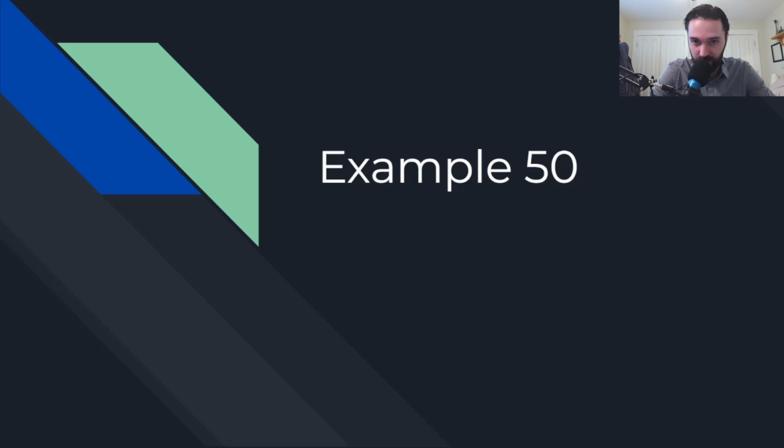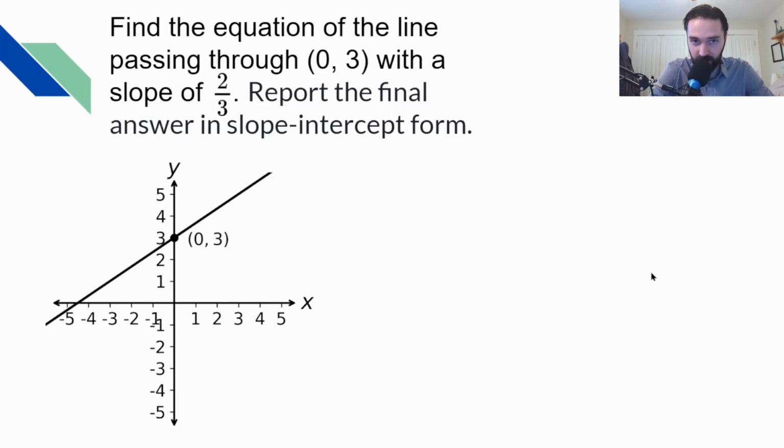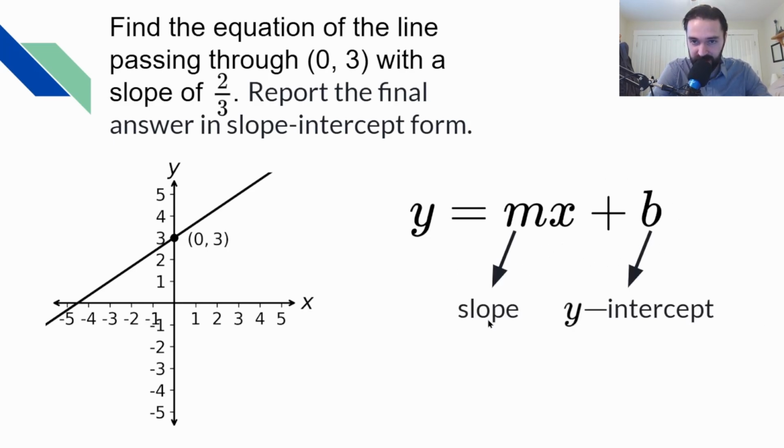For our next example, we're going to look at a linear equation in two variables. Here we're asked to find the equation of the line passing through 0, 3 with a slope of 2/3. Report the final answer in slope-intercept form. So this is slope-intercept form, and remember, m is the slope and b is the y-intercept.